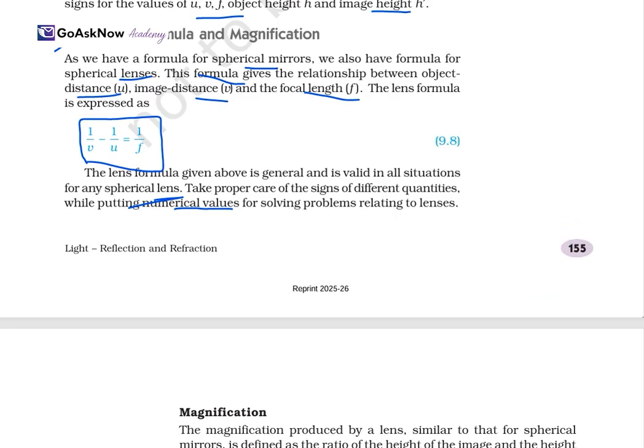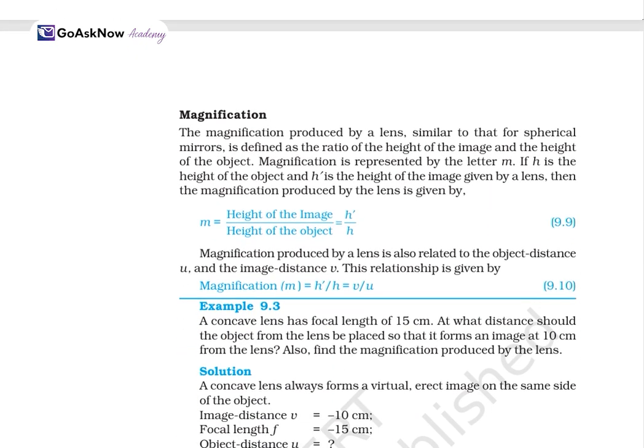Okay, so this is about the lens formula. Just keep in mind 1 upon F will be equal to 1 upon V minus 1 upon U. Now the magnification. What is magnification? The magnification produced by the lens, similar to that for the spherical mirror, is defined as the ratio of the height of the image to the height of the object. So simply the ratio of the height of the image and the height of the object will be the magnification.